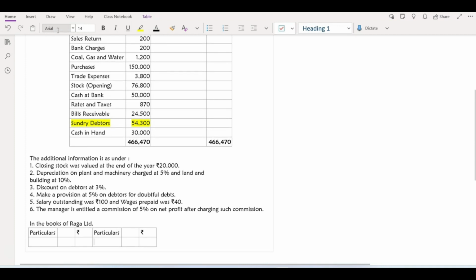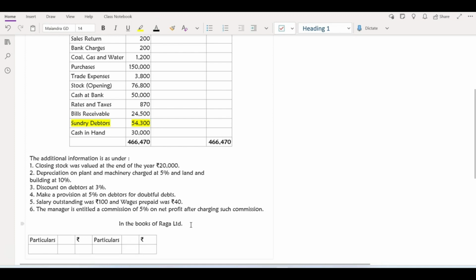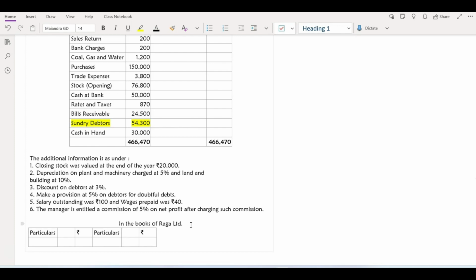Finally changed. So that's why we need to write in whose books of account we are preparing this final accounts, or any other items, whether it's journal, ledger or anything. We always write this name in whose books we are preparing this. So here I'm going to write what has happened today.